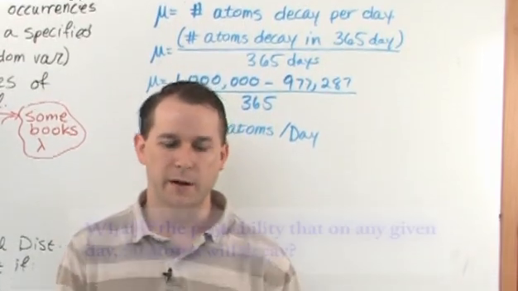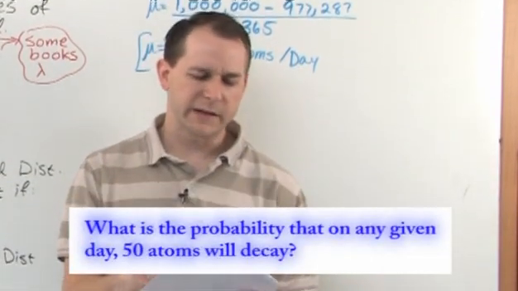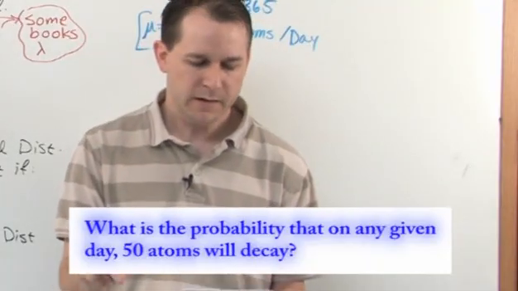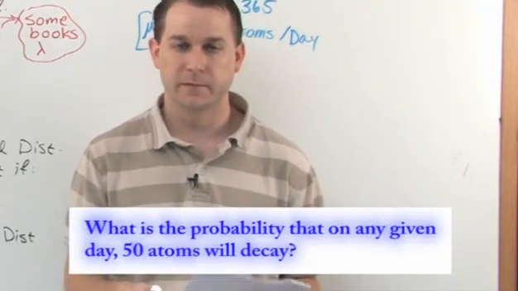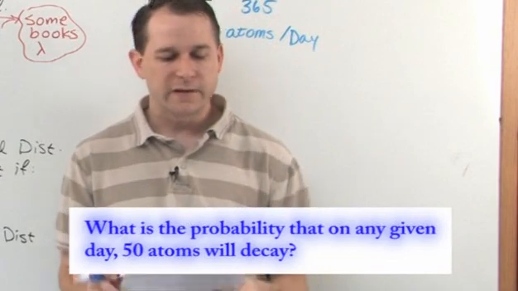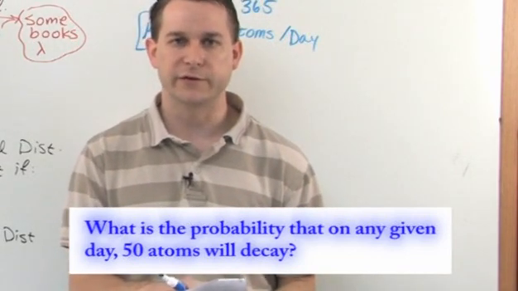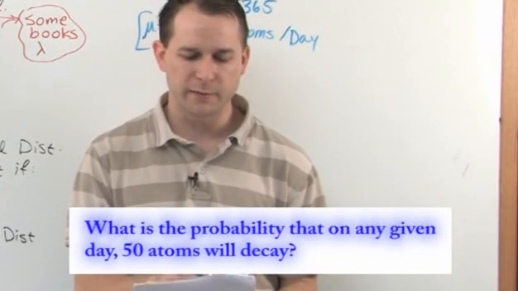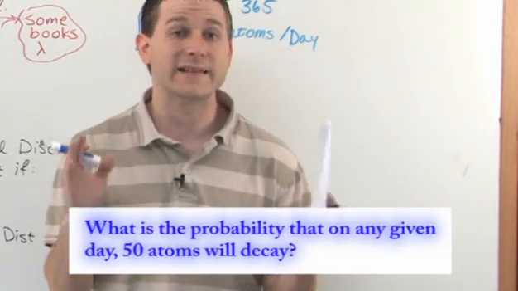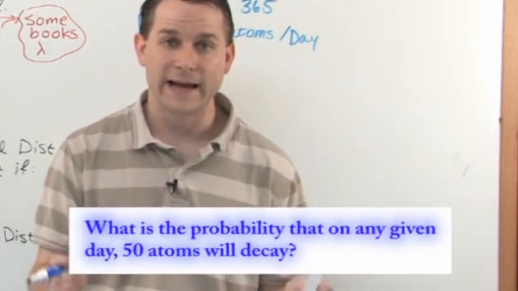The second part of the problem simply says, what is the probability that on any given day 50 atoms decay? Okay, 50 atoms decay. So this is what should clue you in that it's a Poisson distribution, because the problem says, what is the probability that on any given day, that's my time interval, any given day, okay?